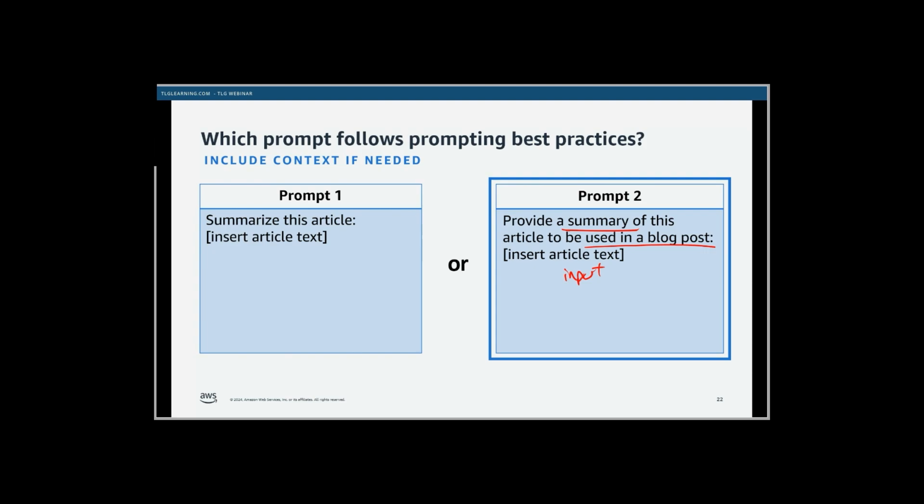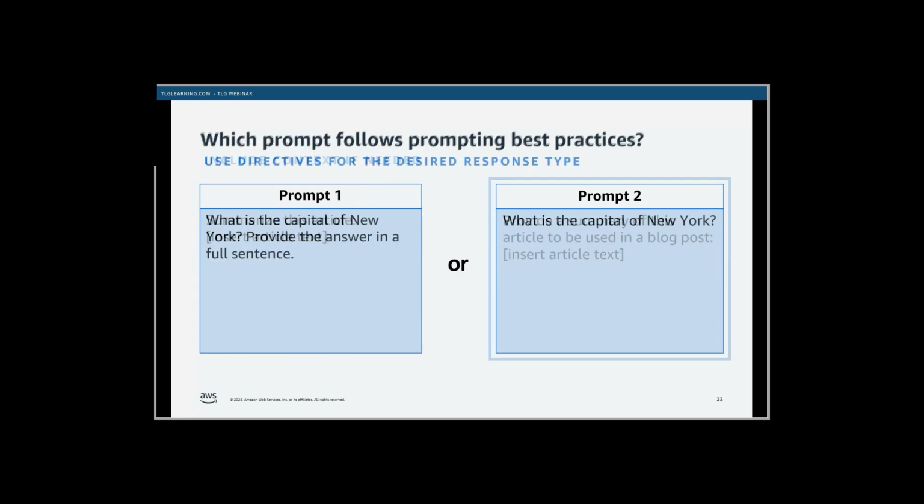Prompt one, of course, is a very simple question, clear and concise, summarize the article, but won't necessarily be optimized for our intended destination, a blog post. So prompt one, not an example of including context.